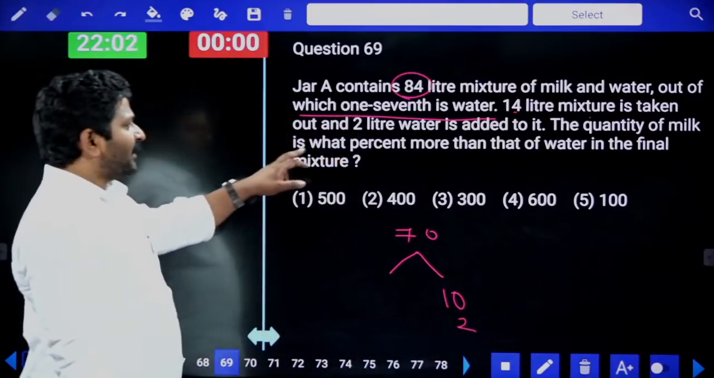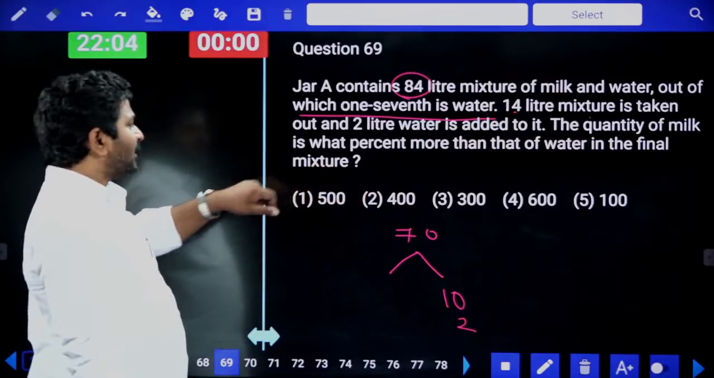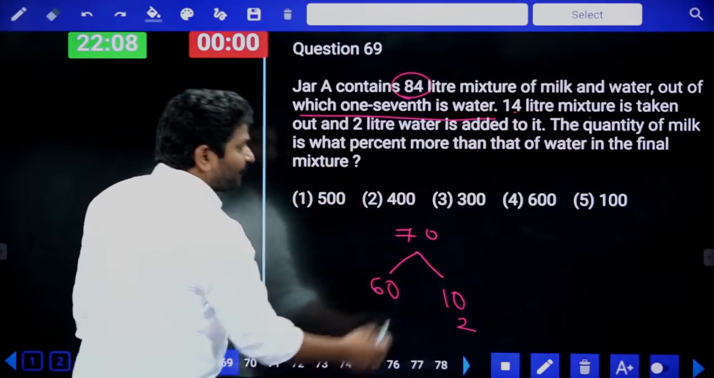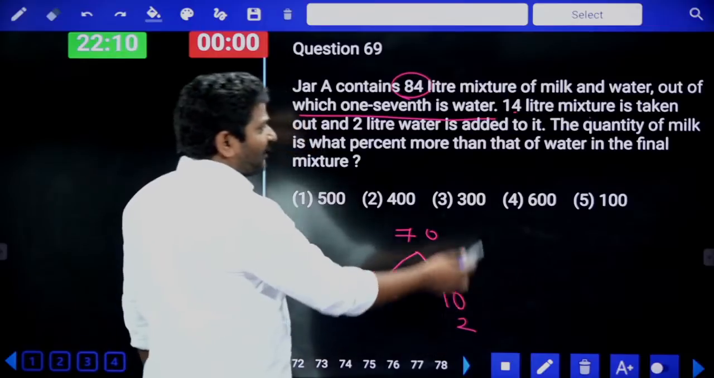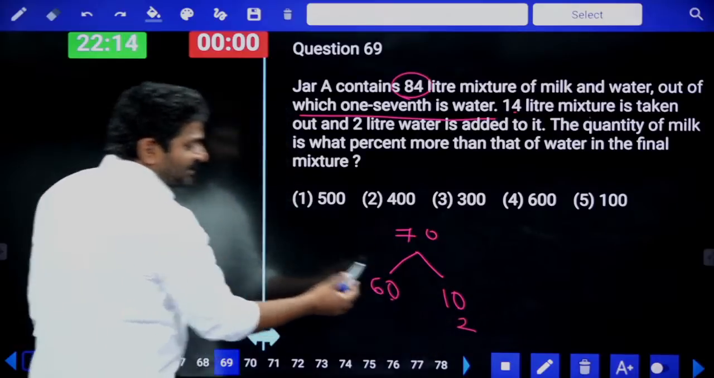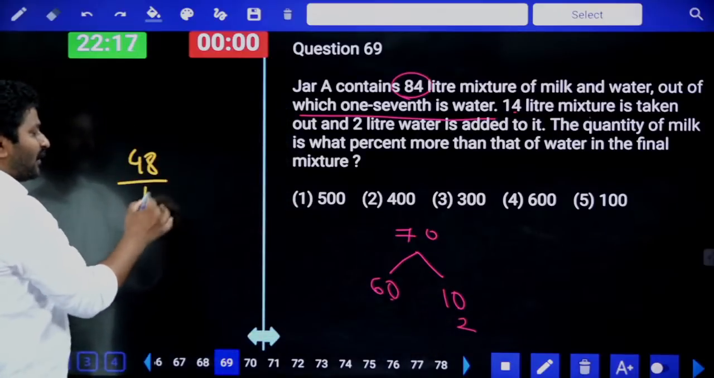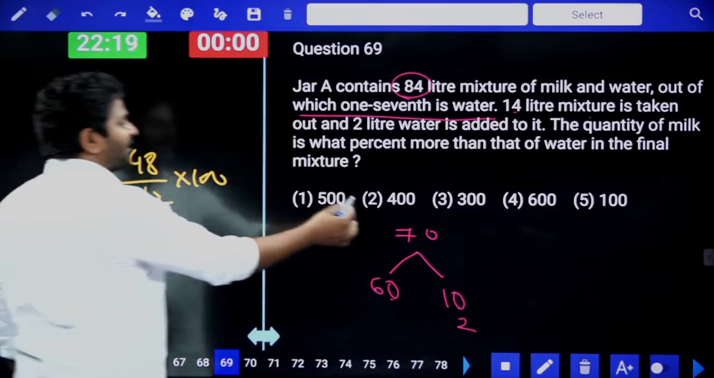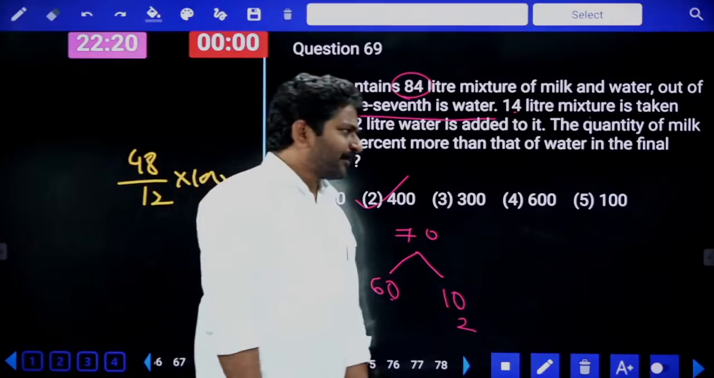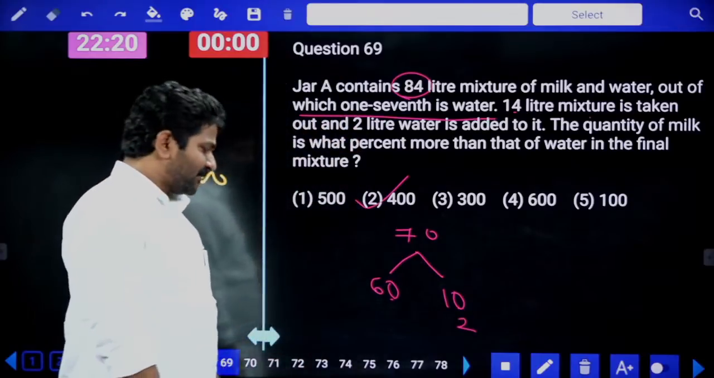The quantity of milk is what percentage more than that of water in the final mixture, right. So we have 60 here, and 60 and 12. Your question is what percentage more? With respect to 12, 60 is 48 more upon 12 percentage into 100, that is equal to 400 percentage. Second option is our final answer. Second option, 400 percentage.